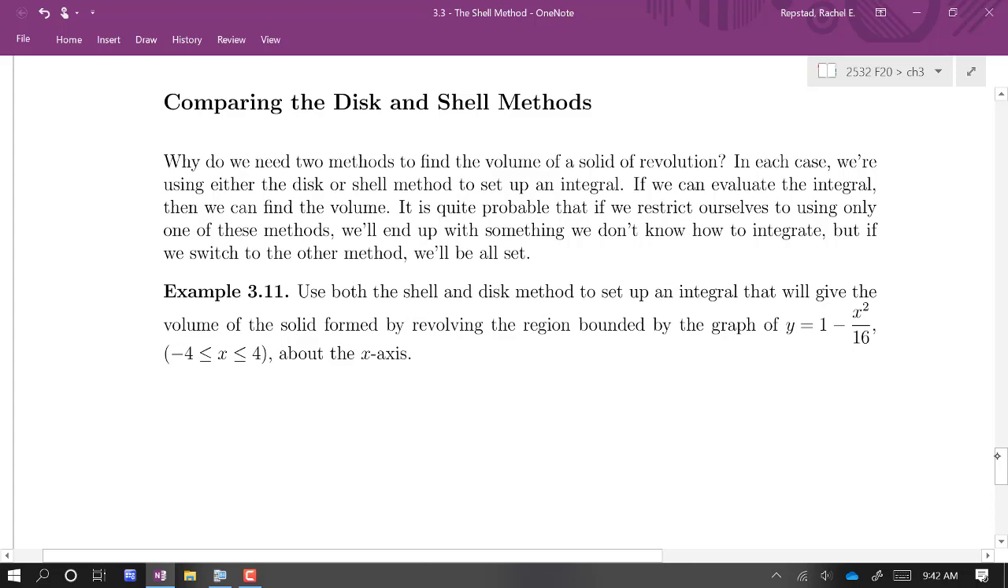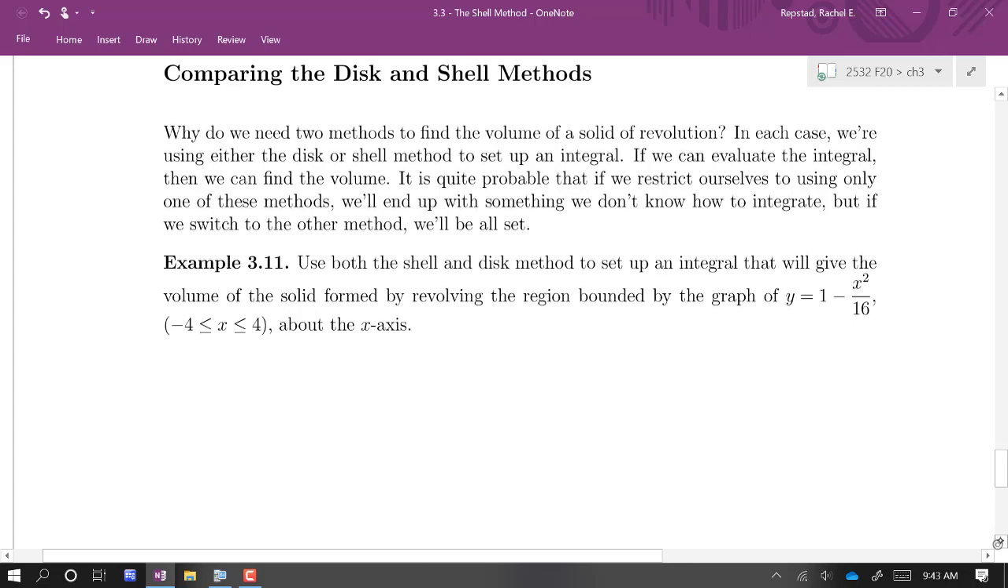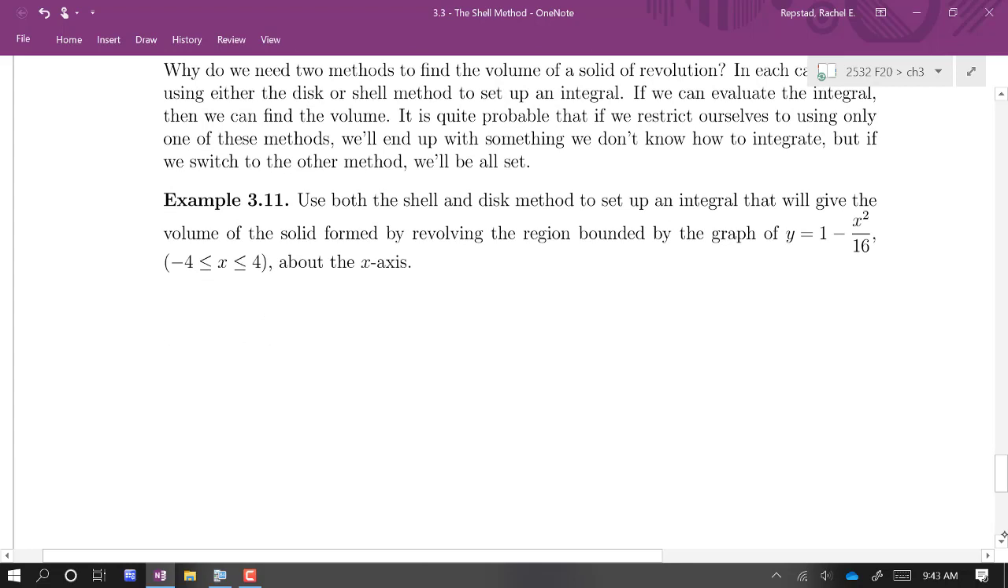So in this example, they want us to use both the shell and the disk method to set up an integral that will give the volume of a solid formed by revolving the region bounded by the graph of this function y equals 1 minus x squared over 16, bounded by that graph, between -4 and 4, about the x-axis. Okay, so first let's sketch this region.